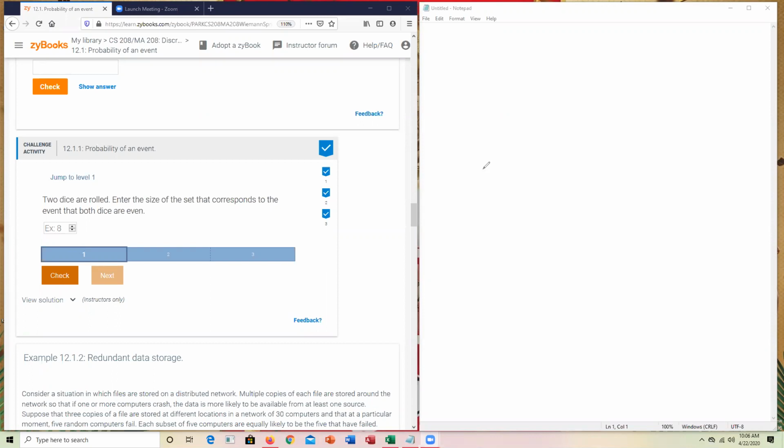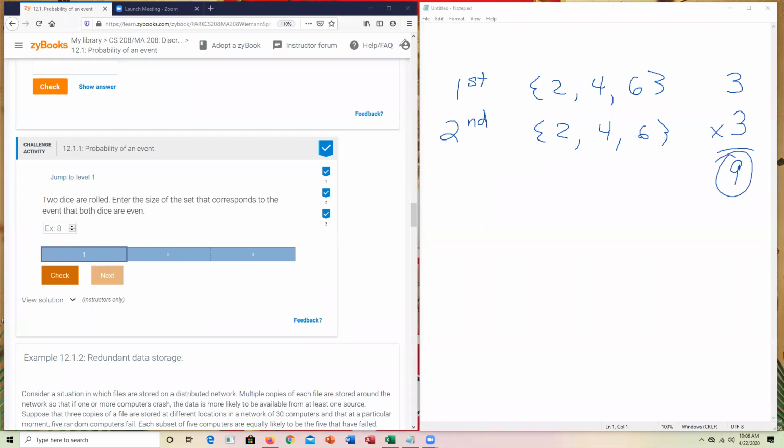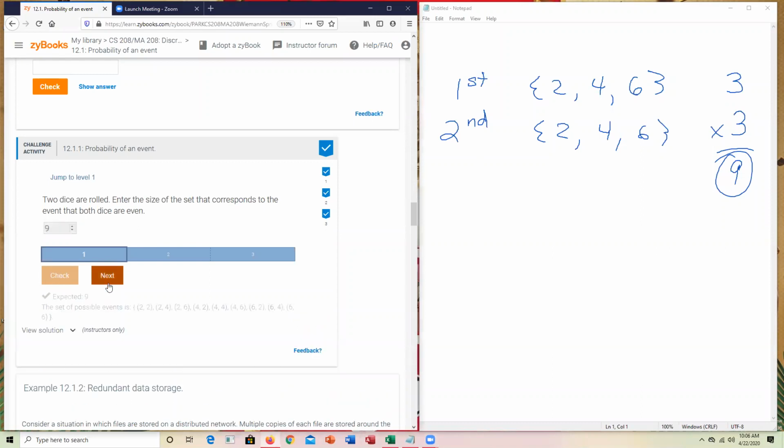Enter the size that corresponds to both dice being even. For the first dice, the possible outcomes are 2, 4, and 6. For the second dice, if it is even, the possible outcomes are 2, 4, and 6. So there are 3 possible outcomes for the first dice and 3 for the second. The product of those two yields 9. So we end up with 9 on the first one. Check it, and we're good there for the first problem.